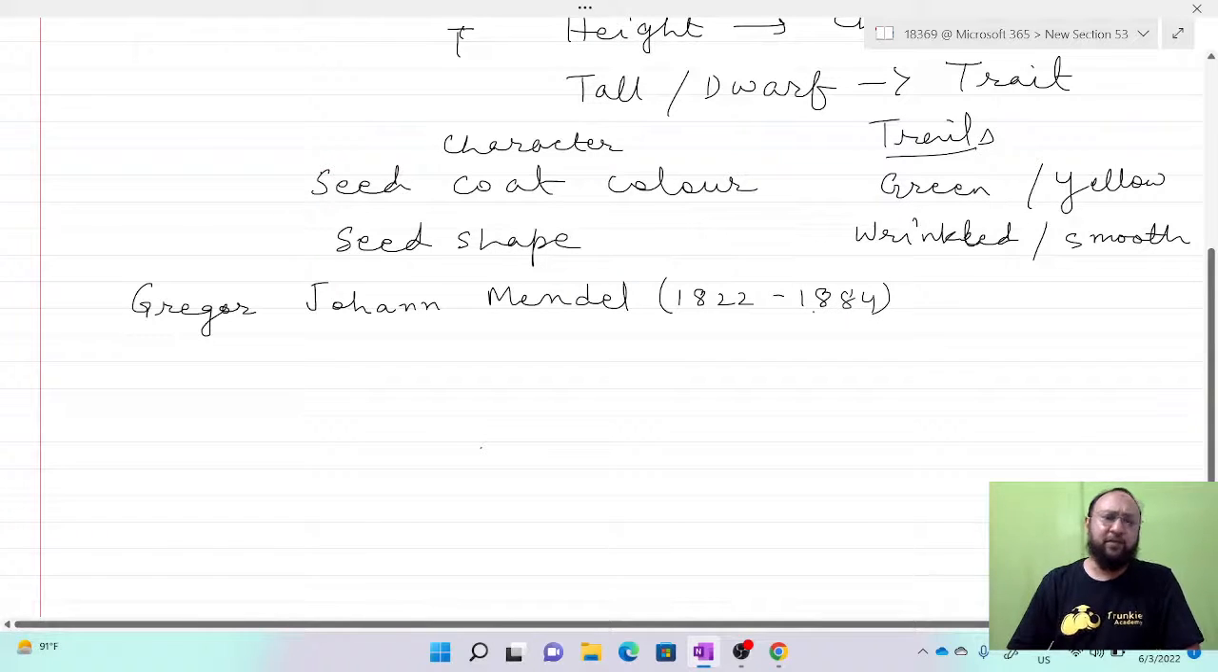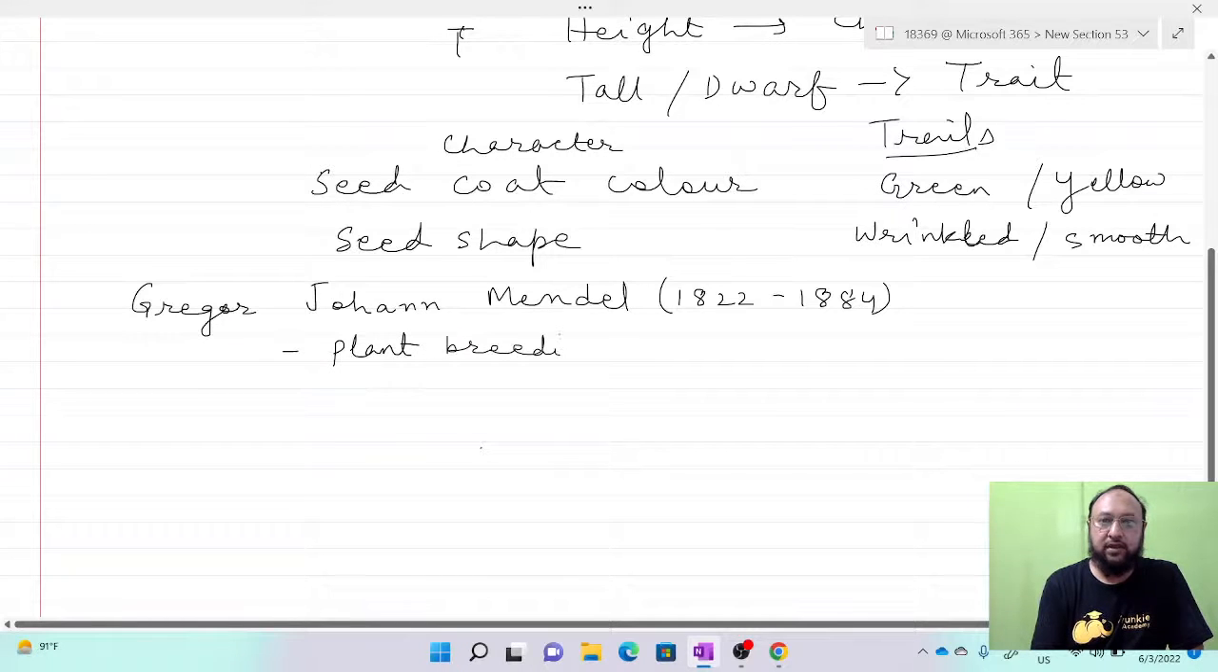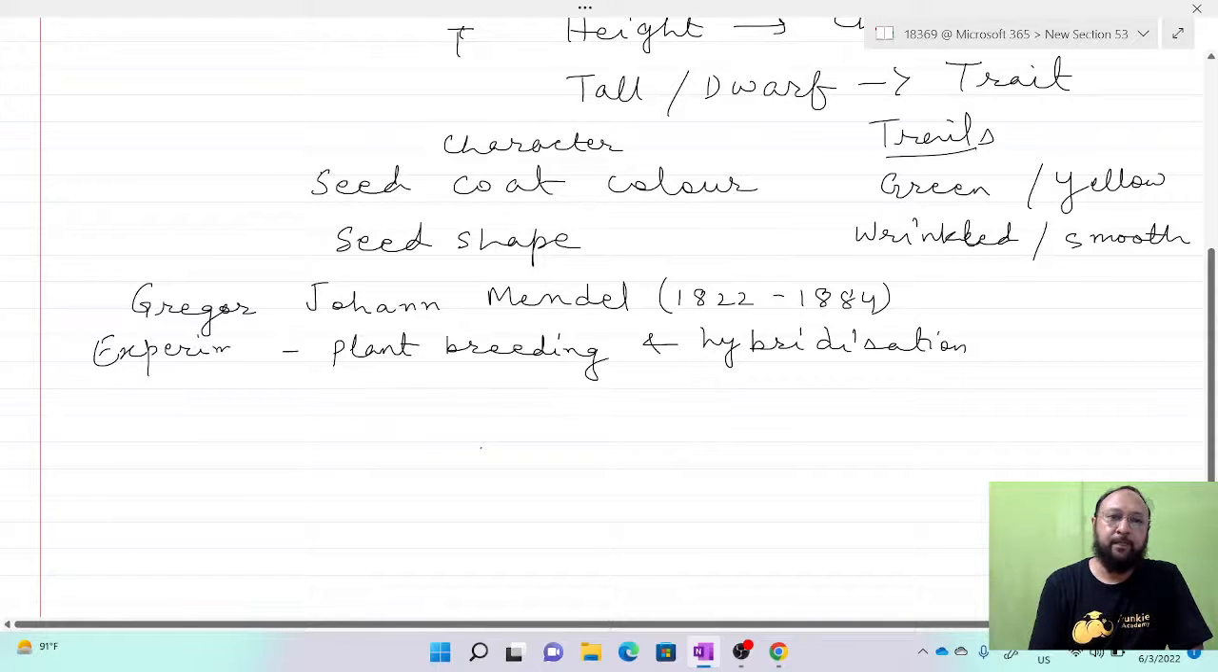He started experiments on plant breeding and hybridization. A lot of experiments he did, and his experiments were based on plant breeding and hybridization.